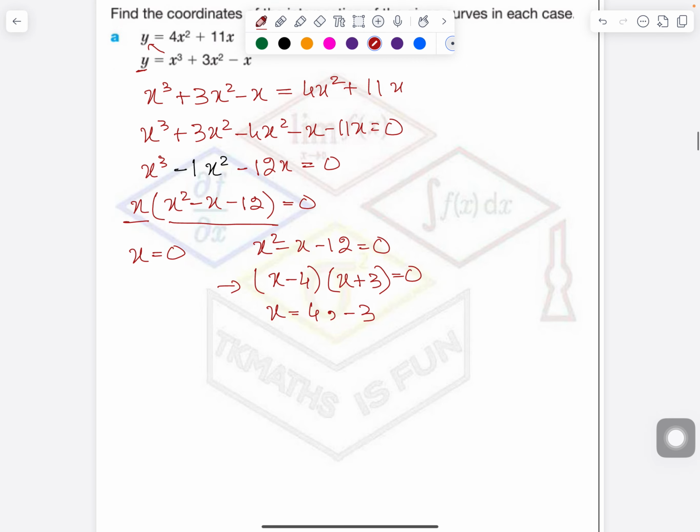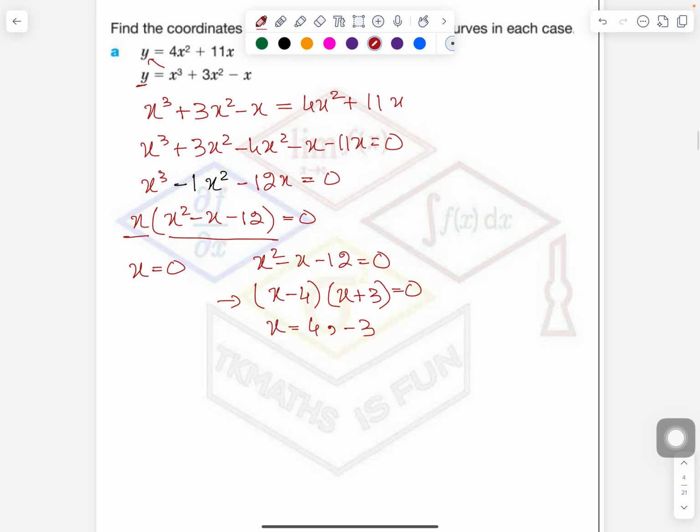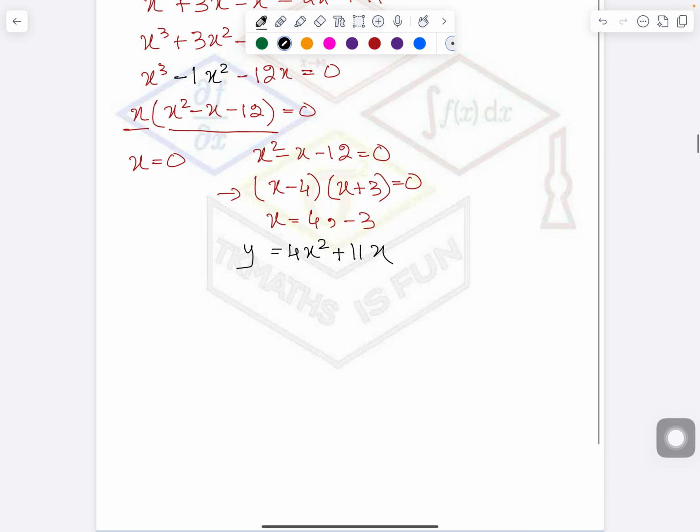Now, of course, I have to find the corresponding y values. So suppose I'm using this equation. Which one? Let me write here. So I will use y equals 4x square plus 11x. So one time I will take x equals 4, another time minus 3. So I'm substituting this value and substituting this value to get the corresponding y value.